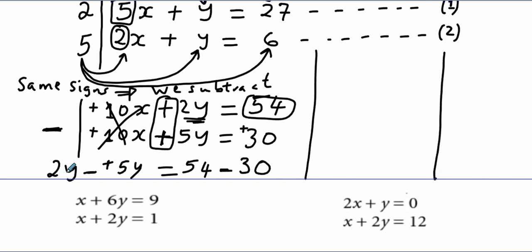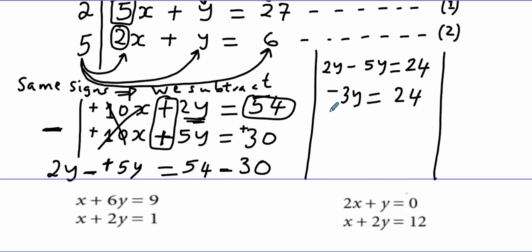Okay. Now let's proceed a little bit here. So we have 2y minus 5y. This is negative times positive. 2y minus 5y equals 54 minus 30. 54 minus 30, this will be 24. Now 2y minus 5y will be negative 3y. So negative 3y equals 24.